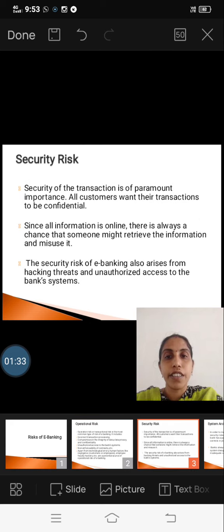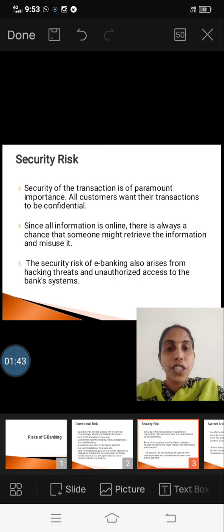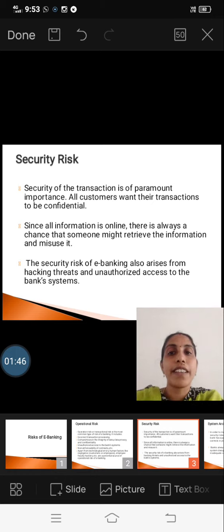The next kind of risk is security risk. Security of the transaction is of much importance. All customers want their confidential data protected, but if it is exposed online, there are many chances of security risk. Your data may be exposed to hackers, and because of unauthorized access to the banking system, this kind of risk may happen.